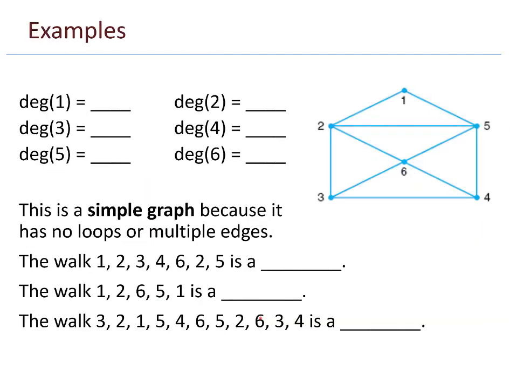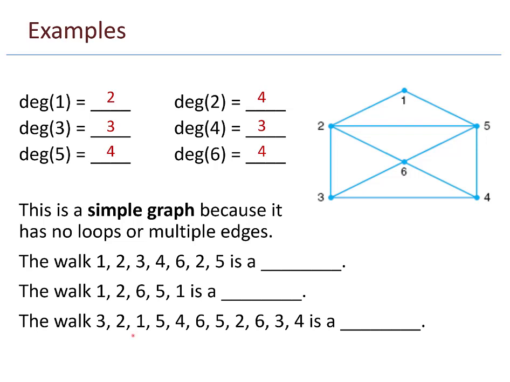How about this one? Let's take a look. So the DEG represents degree. And what are the degrees in the envelope graph? At 1, looks like it has degree 2. Vertex 2, degree 4. Vertex 3, degree 3. Vertex 4, degree 3. Vertex 5, degree 4. Vertex 6, degree 4 also. This is a simple graph. It has no loops or multiple edges.